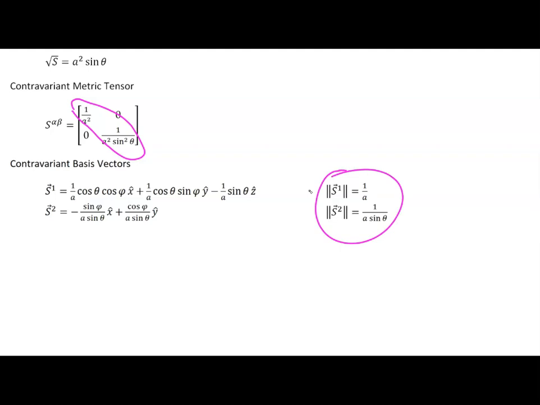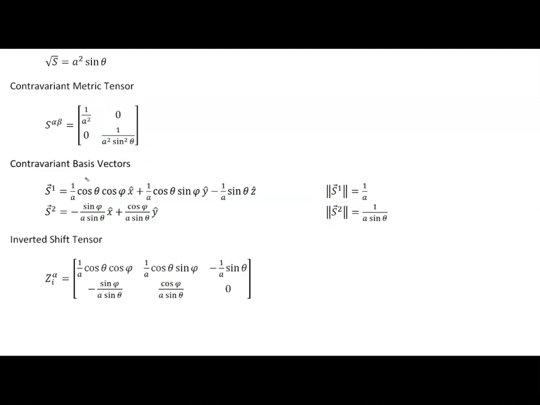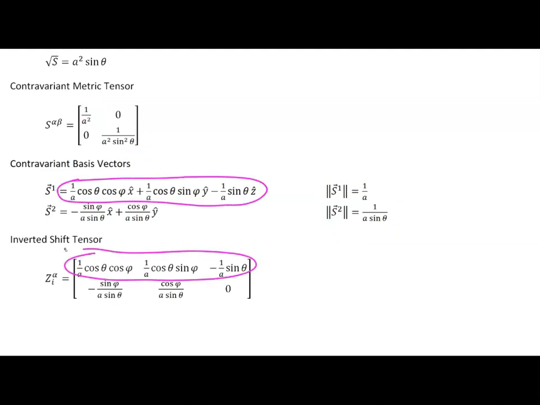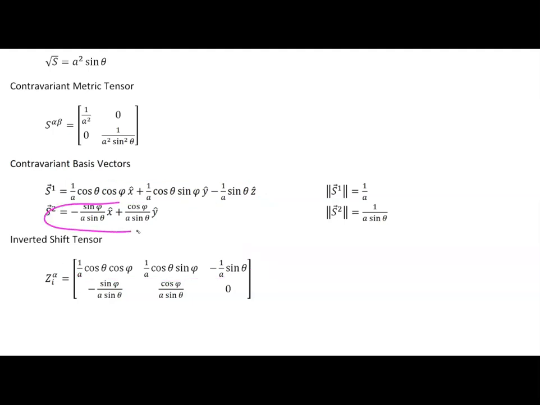And then the inverse shift tensor is trivial. We just take the components of this vector to form row 1, and then we take the components of this vector to form row 2. And that's all there is to it. Okay, well, let's move on then and take a look at the torus.